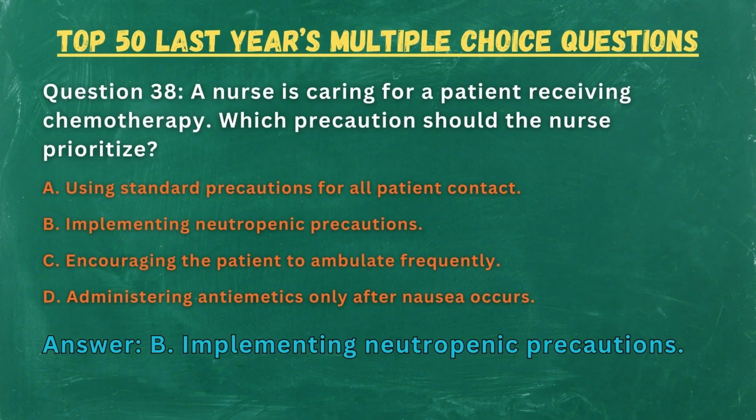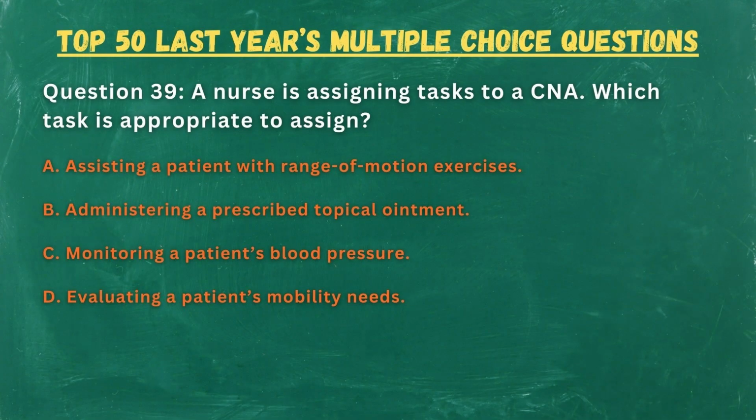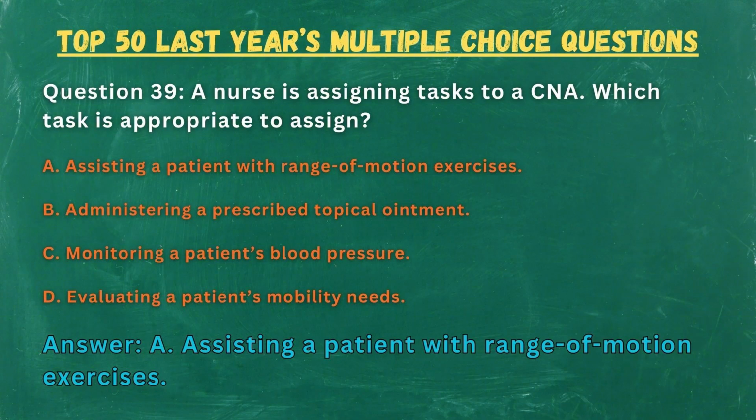Answer: B. Implementing neutropenic precautions. Question 39. A nurse is assigning tasks to a CNA. Which task is appropriate to assign? A. Assisting a patient with range of motion exercises. B. Administering a prescribed topical ointment. C. Monitoring a patient's blood pressure. D. Evaluating a patient's mobility needs. Answer: A. Assisting a patient with range of motion exercises.